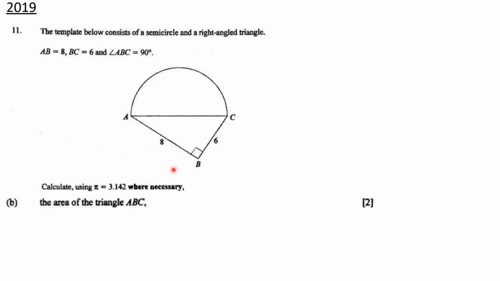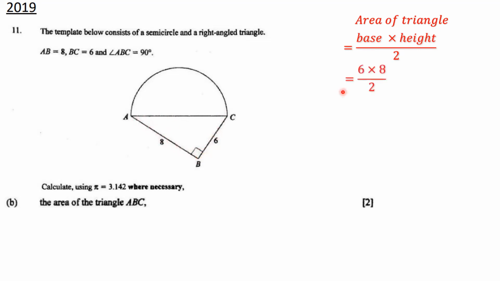Here, we want to figure out the area of the triangle. So we're looking at this triangle. Now, if we consider a triangle, the formula for the area of a triangle is base times height. 6 is the base and 8 is the height. And so we're going to multiply 6 times 8. Again, 6 is the base and 8 is the height. And so 6 times 8 is 48.